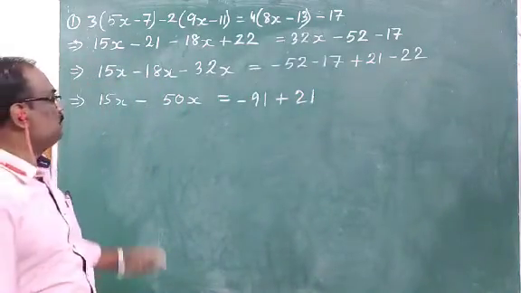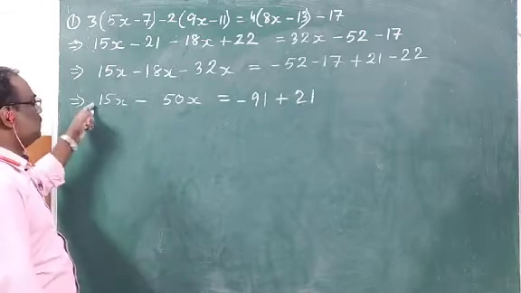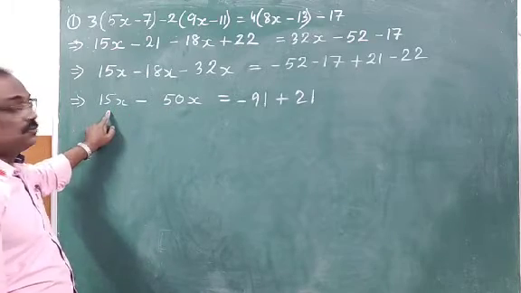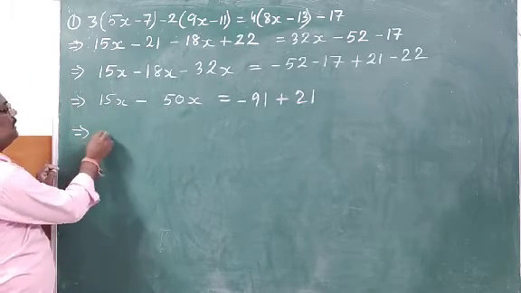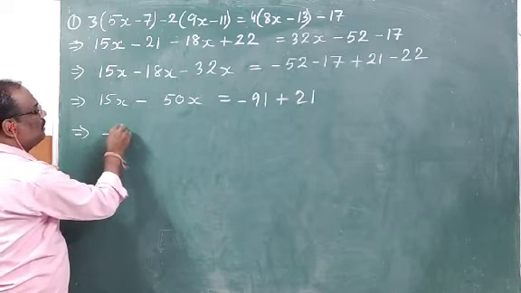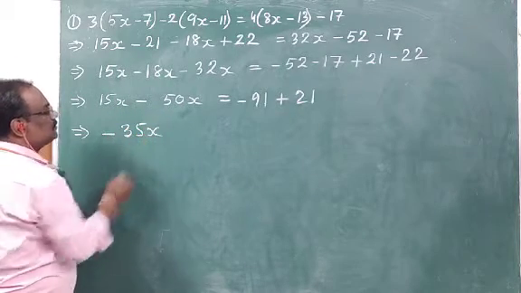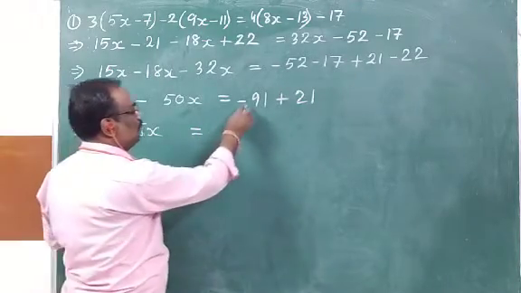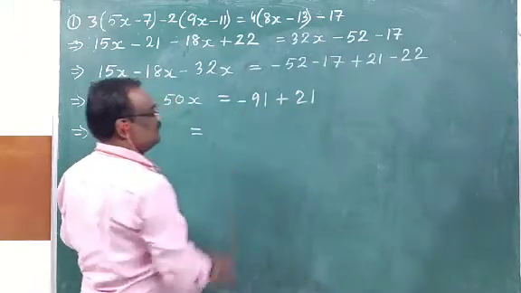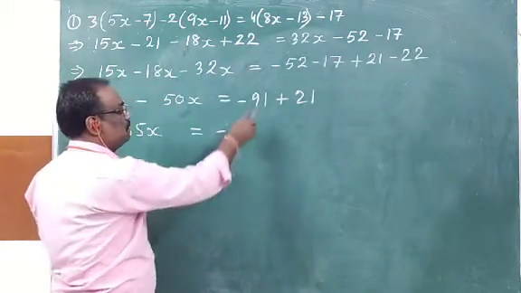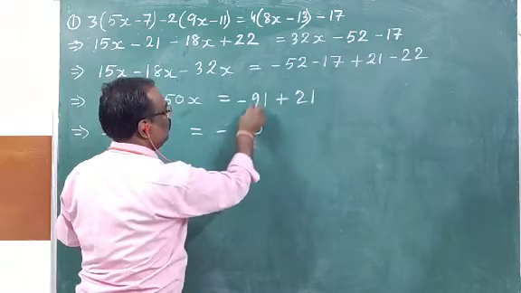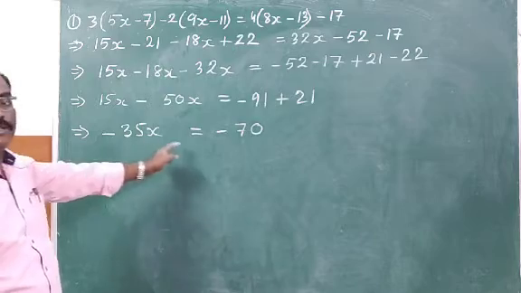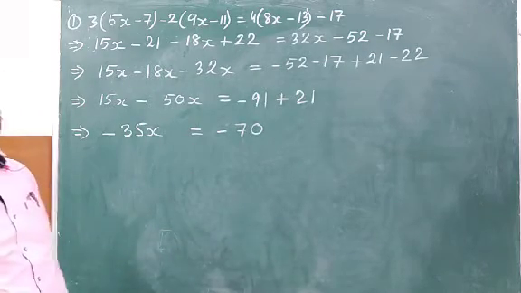Okay. Now next step, find the difference of these two. So one is plus, one is minus. Minus 50 is greater than 15, so our answer will come in minus: minus 50x. Now the same thing on the right hand side. Minus 91 plus 21. Minus is greater, so again I will get the answer in minus. So 1 minus 1 I got 0, 9 minus 2 I got 7. So I got minus 35x is equal to minus 70.